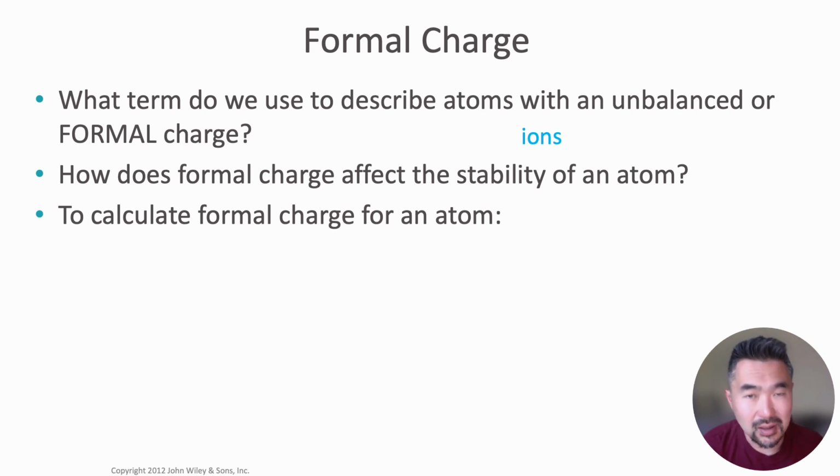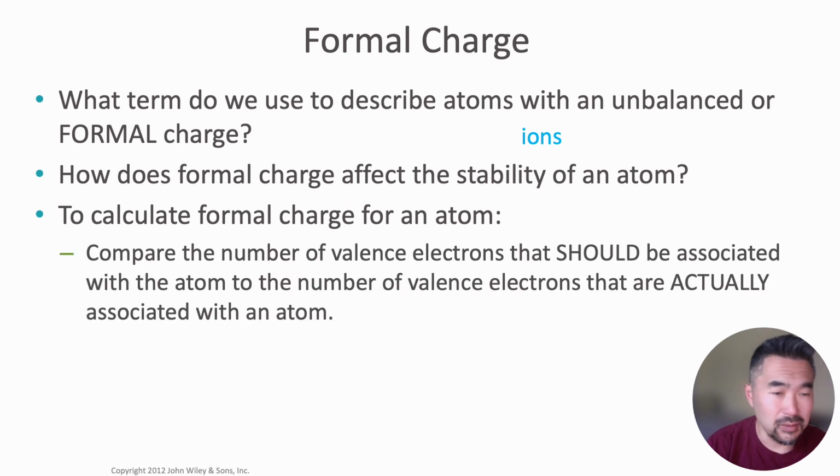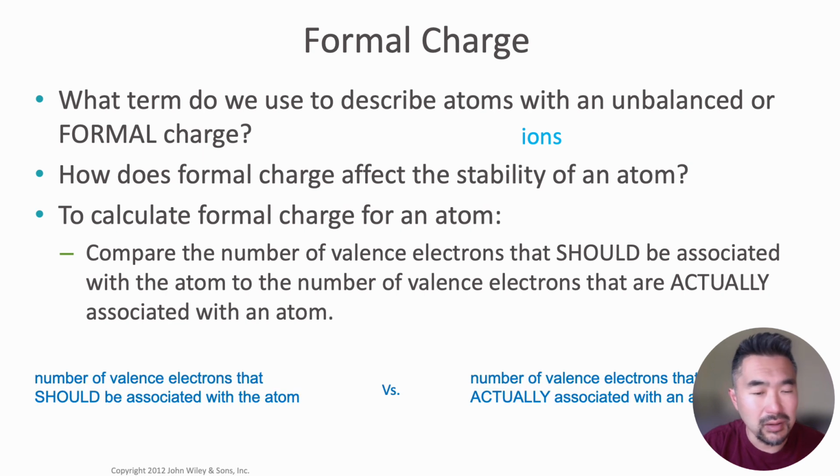And that, by the way, is the reason why we care so much about formal charges on structures in organic chemistry, because those are the atoms or the functional groups that typically do the reacting, because they're the reactive or not stable atoms. And how do you figure out the formal charge? Well, you have to compare the number of valence electrons that should be on an atom to the number of valence electrons that are actually on that atom, right? That's the comparison that you should do.